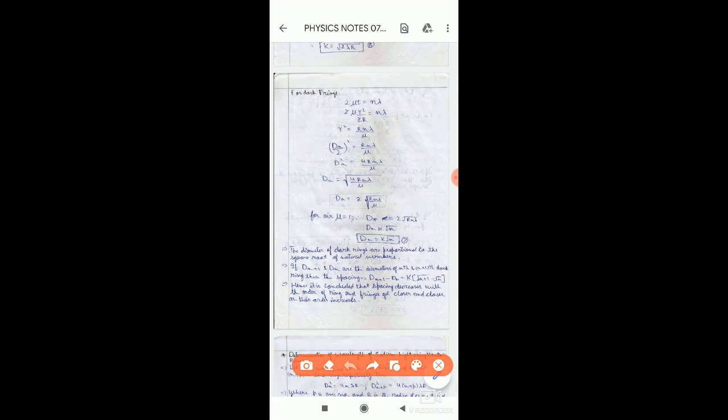For air, as we know, the refractive index is 1, so it becomes Dn equals 2 under root n lambda R. Now we can find out Dn is directly proportional to under root n. So by taking a suitable constant of proportionality, Dn equals k under root n, equation number 7. The diameters of dark rings are proportional to the square root of the natural numbers, as shown in equation number 7.